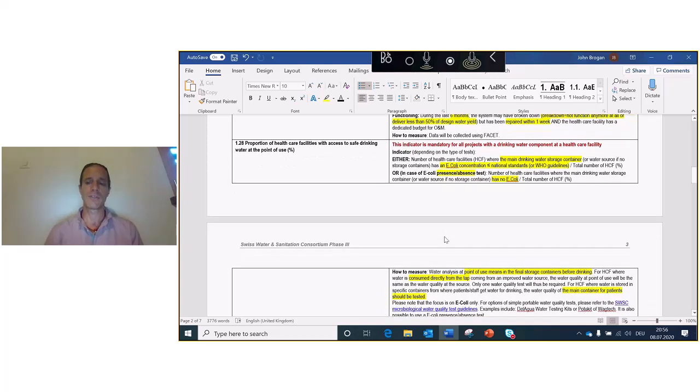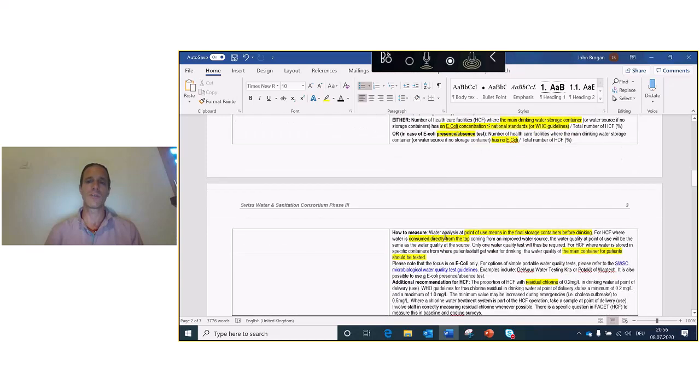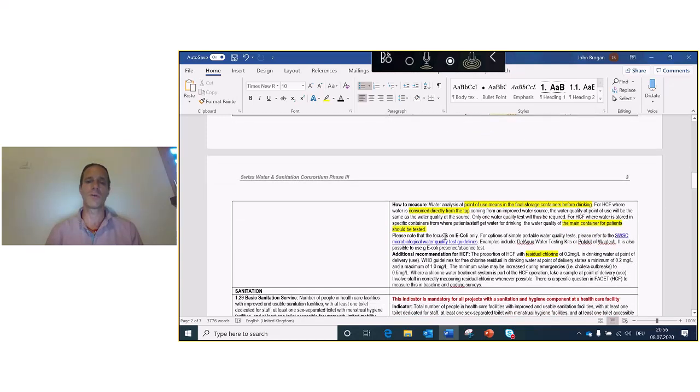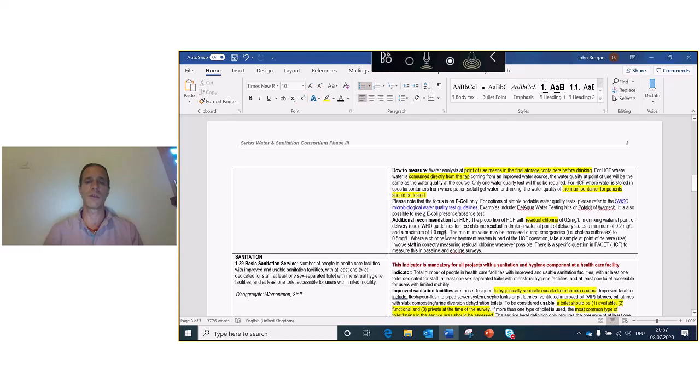And all of the guidelines for how the Swiss Water and Sanitation Consortium will be monitoring water quality are in the document, which has a hyperlink there, the Swiss Water and Sanitation Consortium Microbiological Water Quality Test Guidelines.